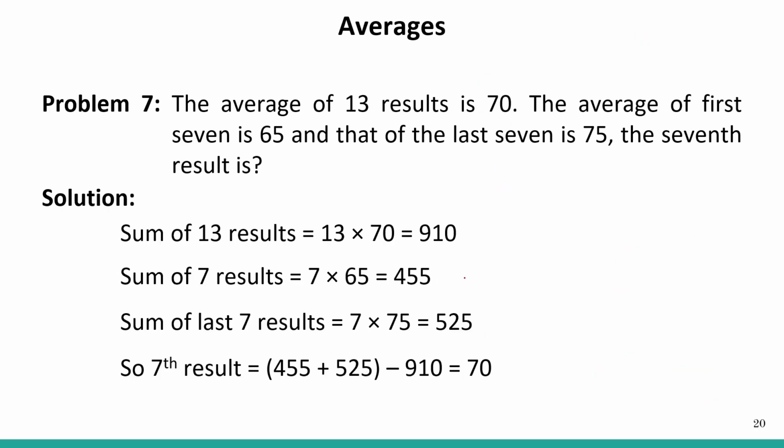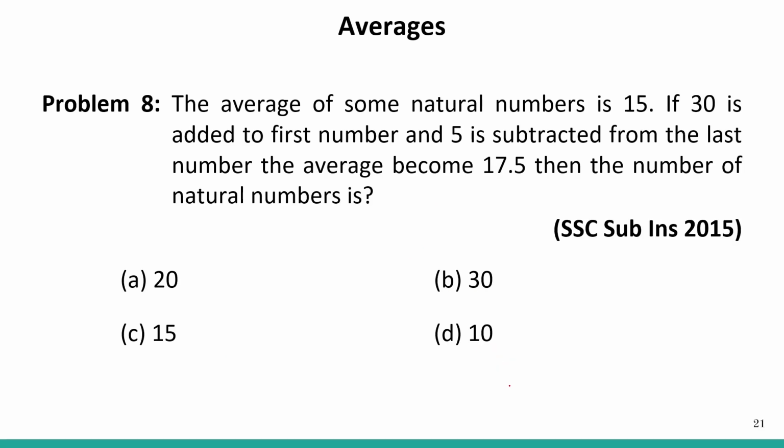So let's see, sum of the 13 results is equal to 910. Sum of the first 7 results is 455. Sum of the last 7 results is 525. So the 7th result will be this much minus this, that is equal to 70, because the 7th result is repeated twice. So if we subtract the whole cumulative sum, then what we are left with is only the 7th term. So let's go forward with problem number 8.